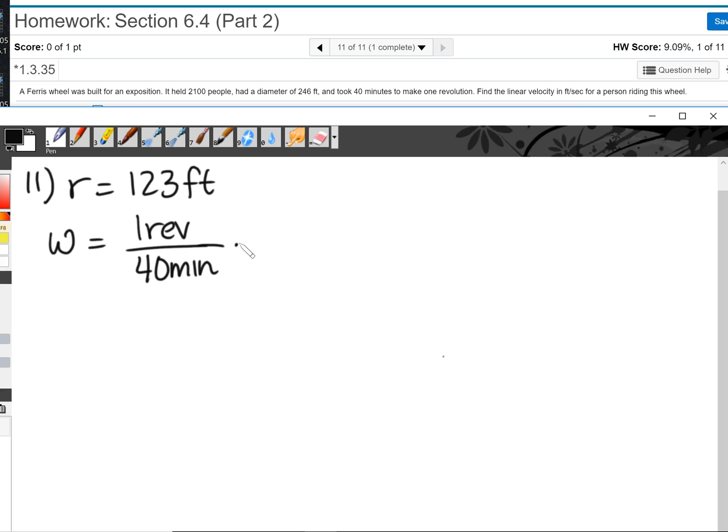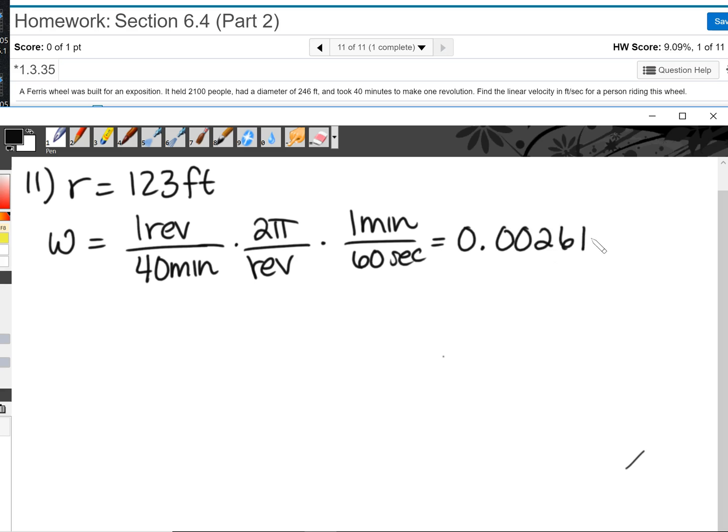So let's go feet per second. I'm going to do 2 pi per 1 revolution. And then I know I want seconds, so in 1 minute there's 60 seconds. Might as well do some of these conversions right now. So 2 times pi divided by 40 divided by 60. It looks like our angular speed is 0.002617994. I go out a little further because I know I'm going to be using this in my next step.